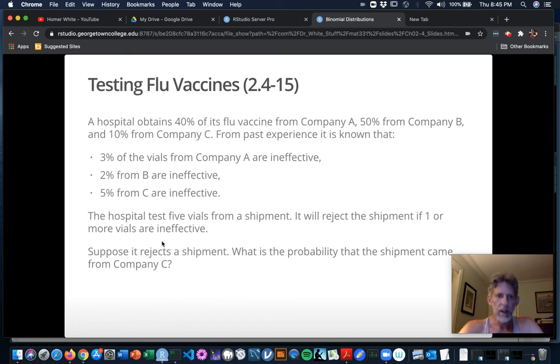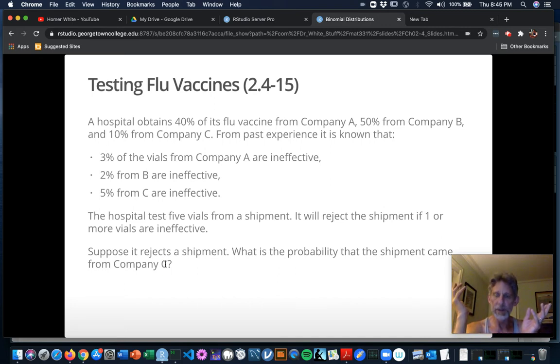Okay. And the hospital gets a shipment, and you're not told what company that shipment of vials is from, but it's some large number of vials. And the policy of the company is to test 5 vials from the shipment at random. And it's going to reject the shipment if 1 or more of the vials are ineffective. So suppose it rejects the shipment. What's the probability that that shipment came from Company C?